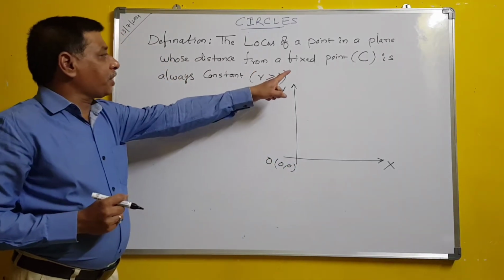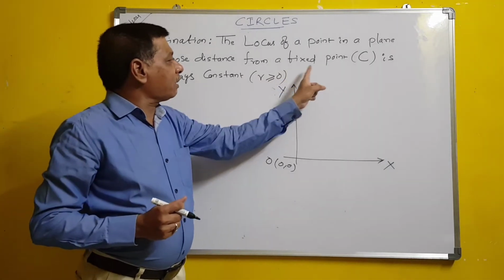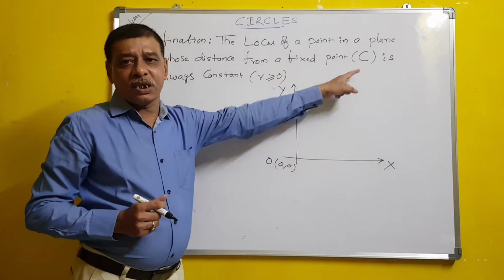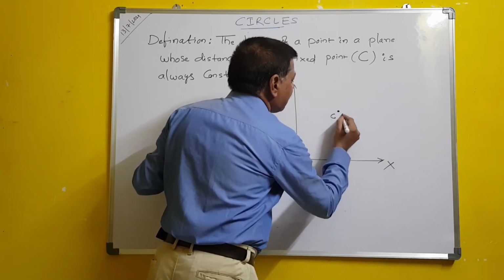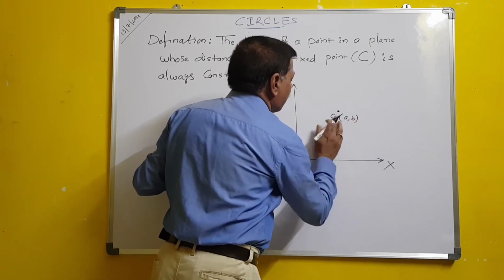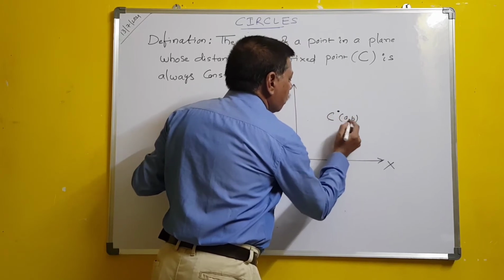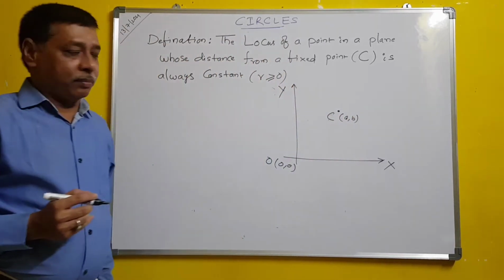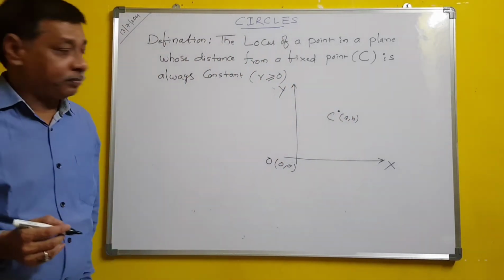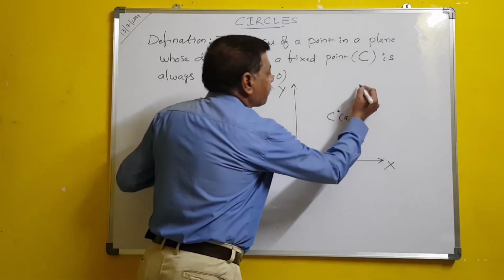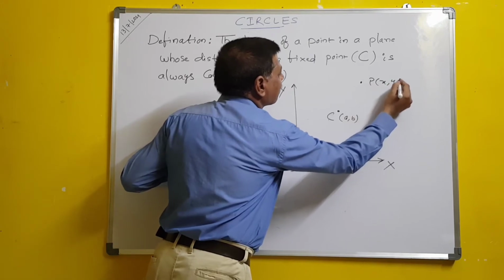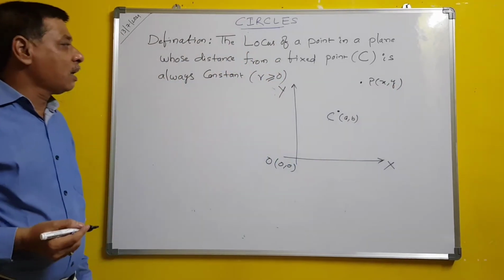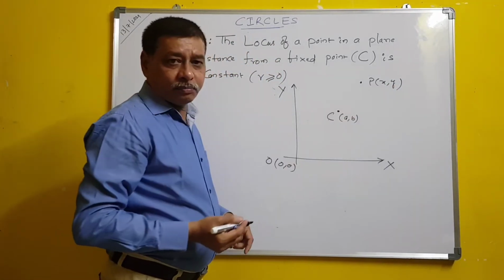So from the definition, what we observe is that we have to take the center, which is a fixed point. Say somewhere here I have taken a center C whose coordinates are (a, b), which is fixed. And somewhere a locus point is P whose coordinates are (x, y). So this point P is a moving point.